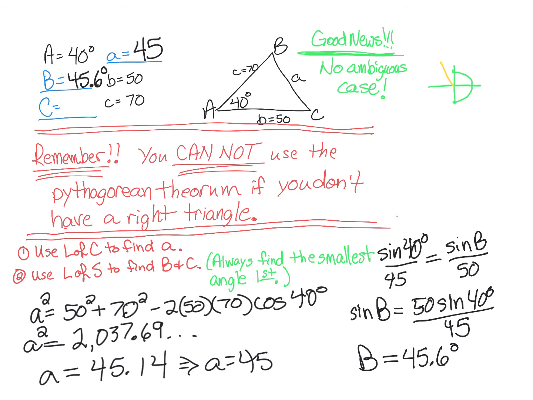And now remember, in a triangle, the angles will all add to 180. So 40 plus 45.6 is going to give me, let me do this in a different color so you can see what I'm doing, 85.6. Subtracted from 180, and that will be angle C.